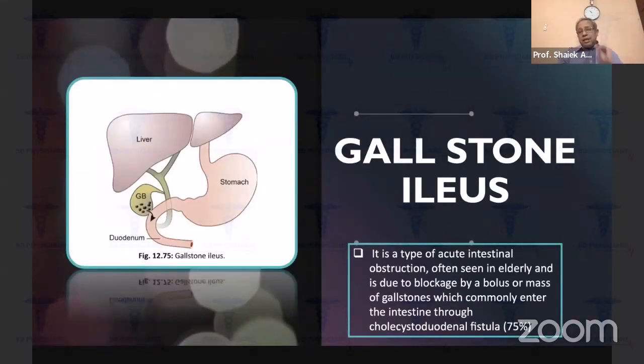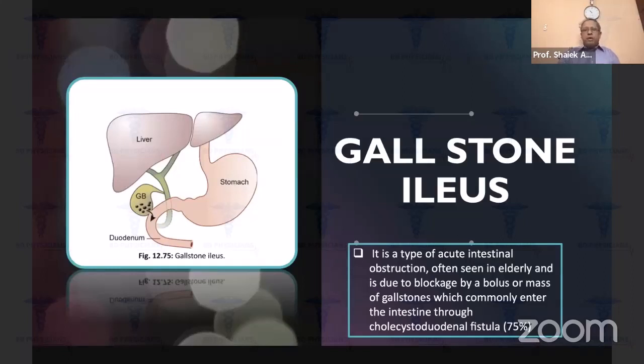Another thing is this, called gallstone ileus. That means the gallbladder is adherent to the duodenum, and due to the inflammation and adhesions, the stone subsequently erodes the muscle coat of the gallbladder, then the duodenal muscle and mucosa, and ultimately the stone is dislodged into the lumen of the duodenum.